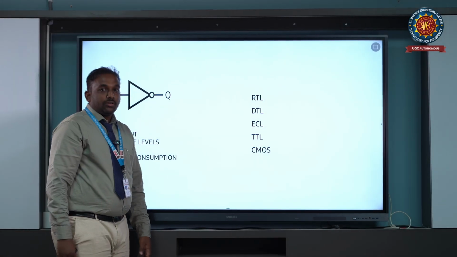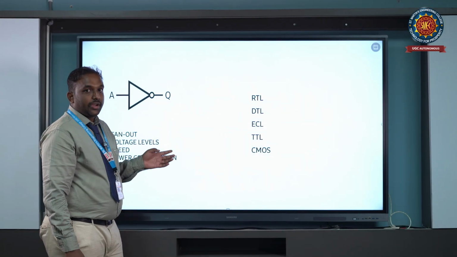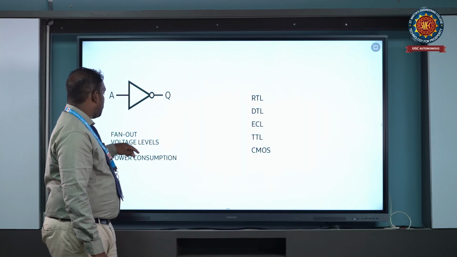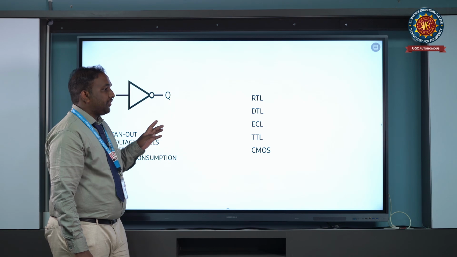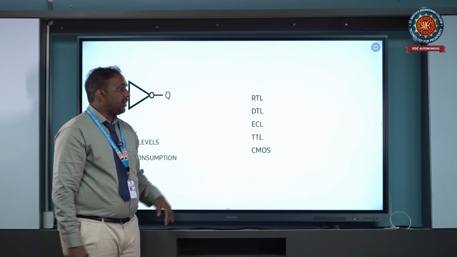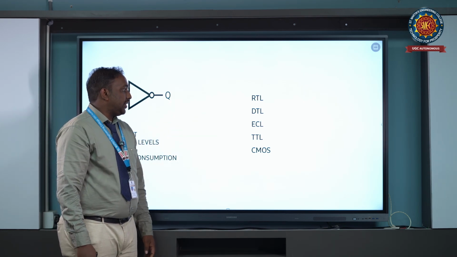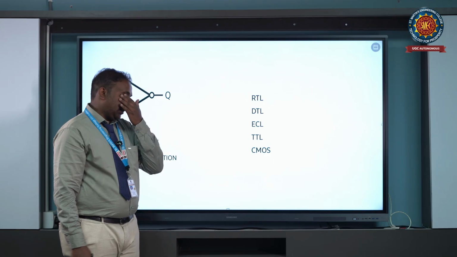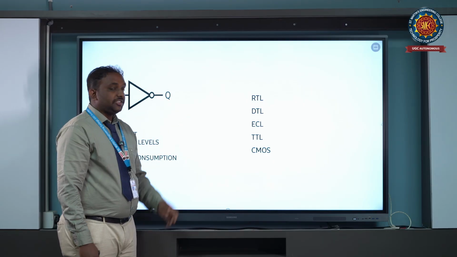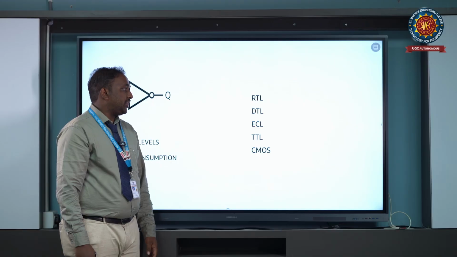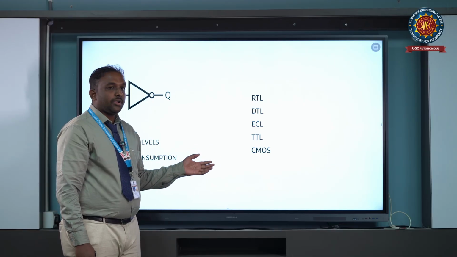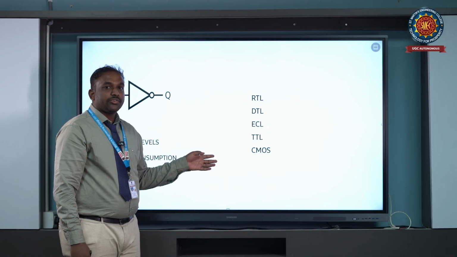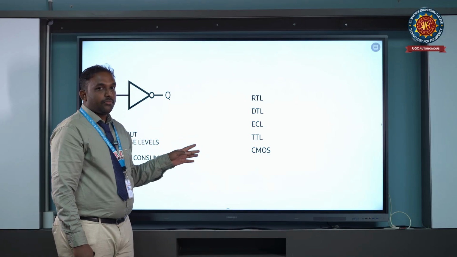To design a logic circuit, we have different characteristics like fan out, voltage levels, speed, and power consumption. And there are different logic families like RTL, DTL, ECL, TTL, and CMOS. RTL and DTL are older existing logic families, and ECL, TTL, and CMOS are the popular logic families. Today we are going to discuss the CMOS logic family.